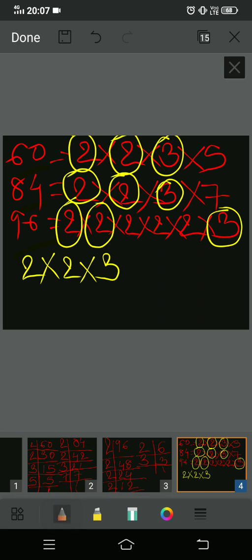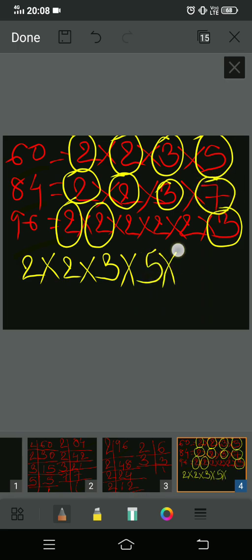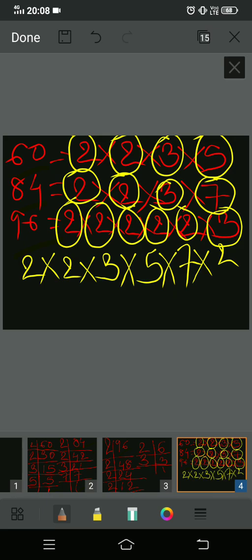Now next what we will do, children, is we will see the numbers which are not common in all the 3 numbers, the numbers which are left over. So the number which is left over is the number 5. 5 is left, so we will write here 5. Next, the number left over here is number 7. We will write here number 7. Next, the number which is left is 1 times 2, 2 times 2 and 3 times 2. 3 बार 2 लिखा हुआ है यहाँ पे, so what we will do here is 2 into 2 into 2.